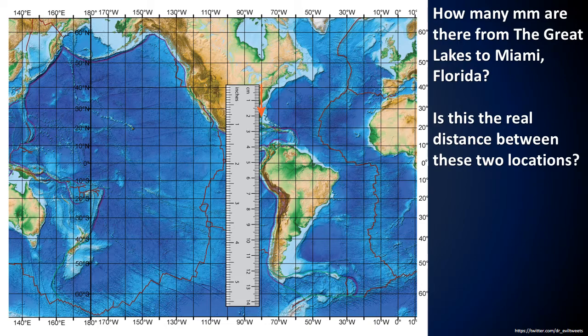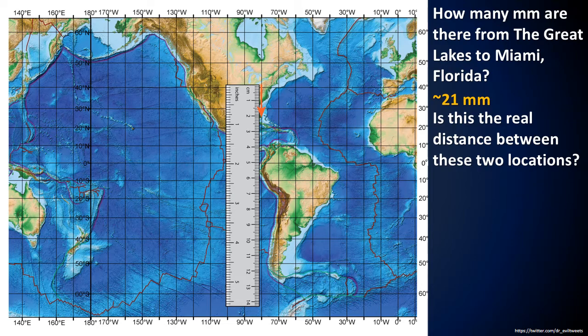Here, we place a ruler on the map and we'll use the metric units on the ruler. The units here are labeled in centimeters, but let's use millimeters. There are 10 millimeters in a centimeter. How many millimeters are there from the Great Lakes to Miami, Florida? Yes, there are about 21 millimeters between the Great Lakes and Miami, Florida.